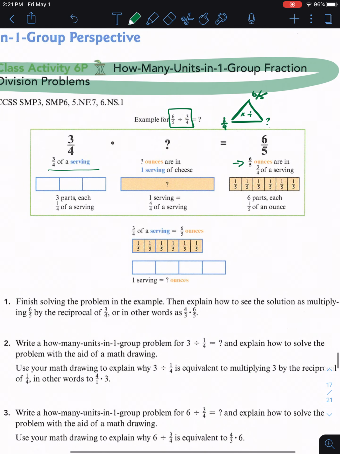If we draw this picture and we have 3/4 of a serving, then if it's 3/4, each quarter, you need 4 of them to fill the whole. So this is one serving. But 3/4 is only 6/5 of an ounce. So how much is the whole serving? If you look at it, each of the quarters of a serving is 2/5. So in order to get the full serving, we need to add another 2/5 of an ounce. So our answer would be 8/5 of an ounce. 8/5 of an ounce is the full serving.